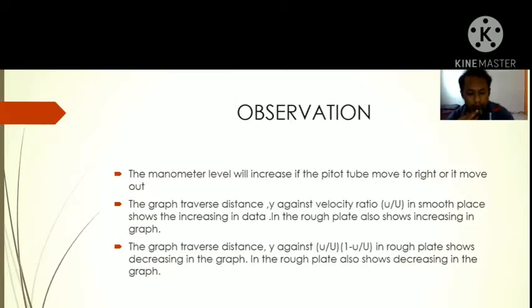From the data, the graph of distance y against velocity ratio in the smooth plate shows an increase in data. The graph of distance y against velocity ratio in the rough plate also shows the data is increased. The graph of distance y against 1 minus u over U for the smooth plate shows a decrease, and the rough plate also shows a decrease in the graph.